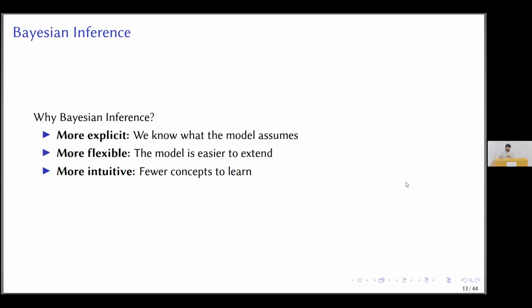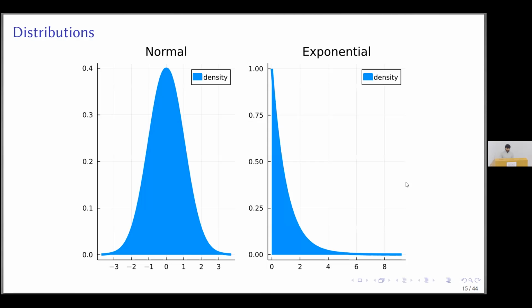Okay, so there are three reasons why I think this is nice, and this is what was mentioned in the paper that we also took inspiration from, which is that the Bayesian approach has the advantages that it's more explicit, so it's easier for me to check what the model actually assumes. It's more flexible, so I could change my model and it still works. And in my view, it's more intuitive because I have fewer concepts to learn.